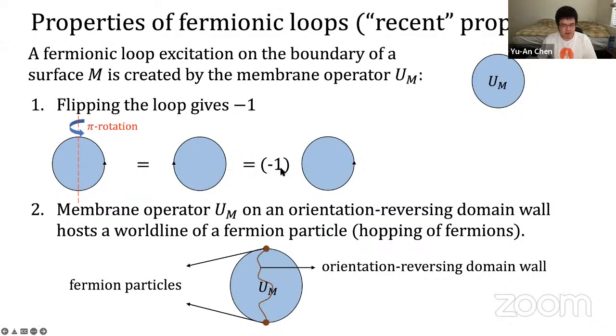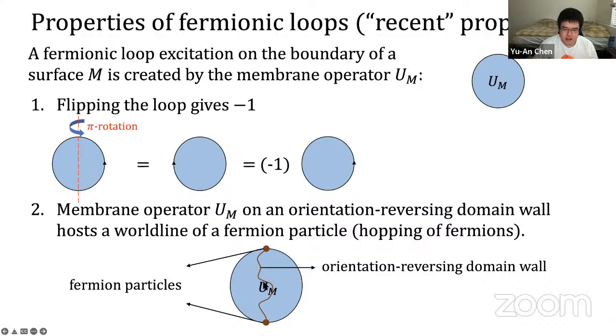Okay, property two is a little more tricky. So we consider we apply our UN. UN is the membrane operator, which creates a loop excitation. If we apply the UN on some surface, and the surface has some orientation reversing domain wall, we should expect this is kind of the defect on this membrane operator. And if the loop excitation is fermionic, we expect the orientation reversing domain wall is the fermion wall line, which means at the endpoint of this domain wall, it has some fermionic particle.